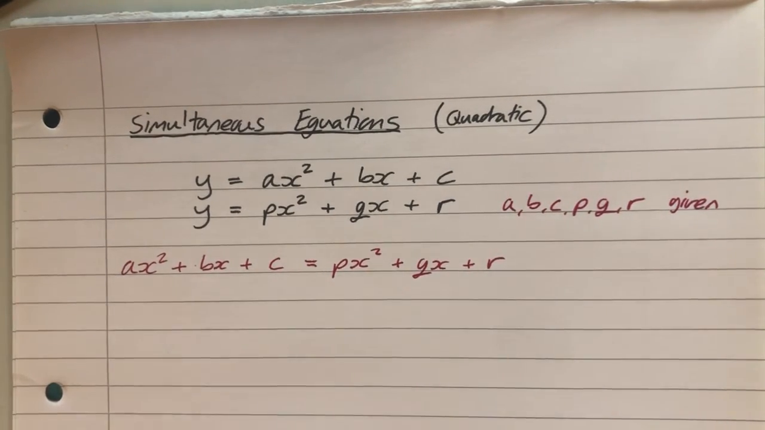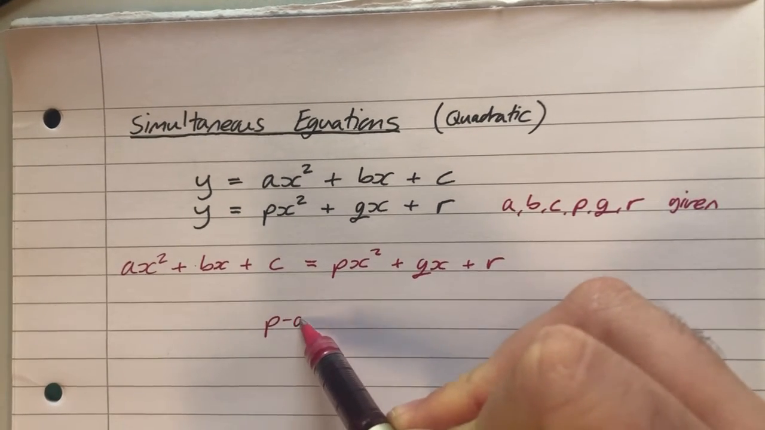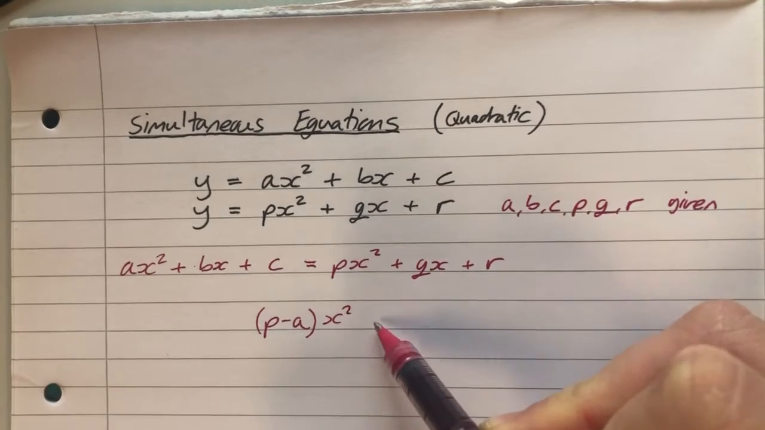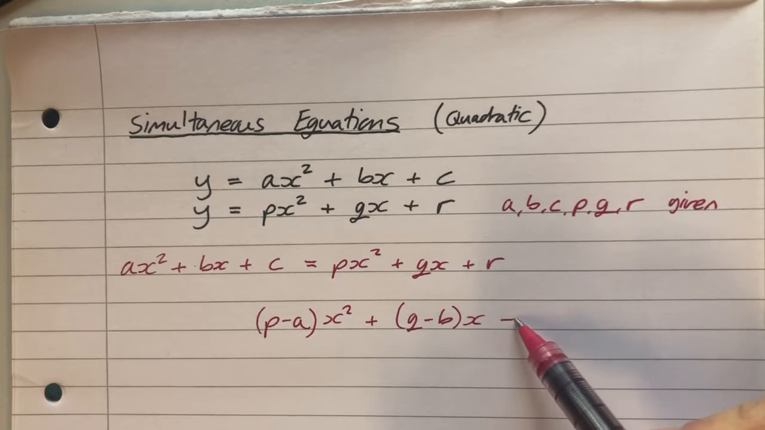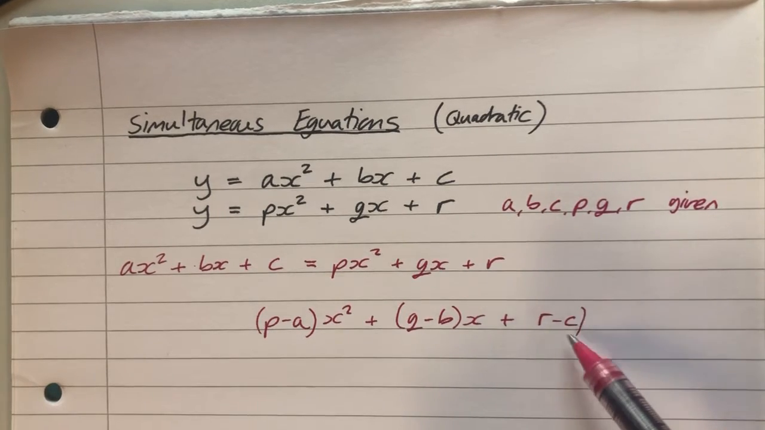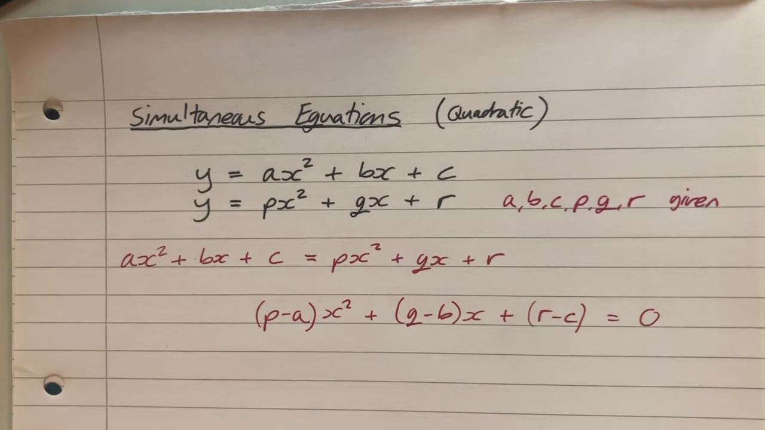Then you're going to create for yourself another quadratic equation which has coefficients: P minus A x squared, plus Q minus B x, plus R minus C, equals 0. That's just a quadratic equation in the form ax squared plus bx plus c, which you can solve using either the quadratic formula or factorising or completing the square or your calculator. Doesn't matter, you will arrive at two solutions for x.